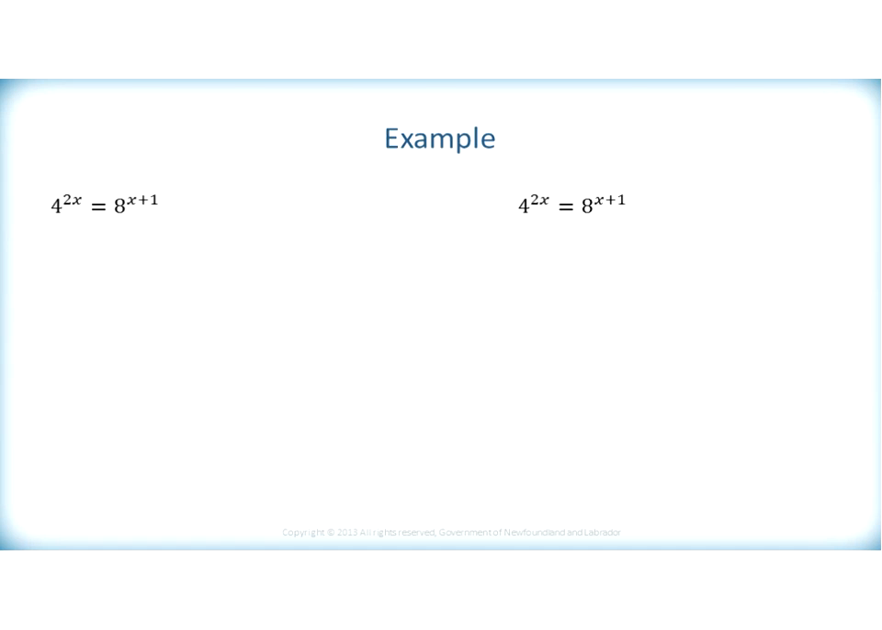Now, let's have a look at this example. There are two methods here. One from Unit 6, or rather Chapter 6. We can change both 4 and 8 to a base of 2. This will give us 2 to the power of 2, all to the 2x, which will equal 2 to the 3, all to the x plus 1.